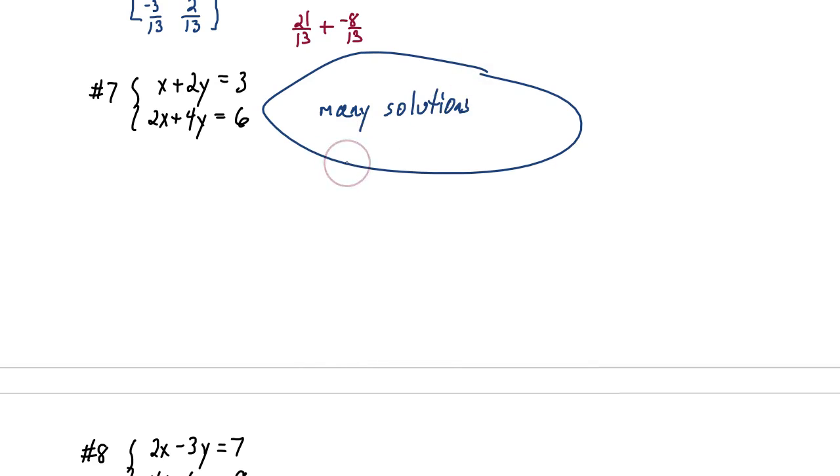If we made the matrix equation, when we get to the step of finding the inverse, we're going to get a determinant of 0, which means there is no inverse.